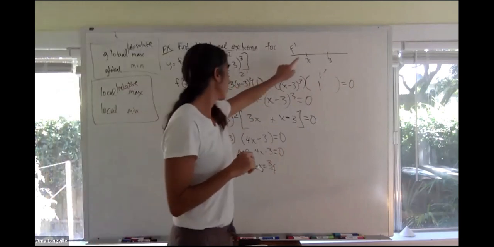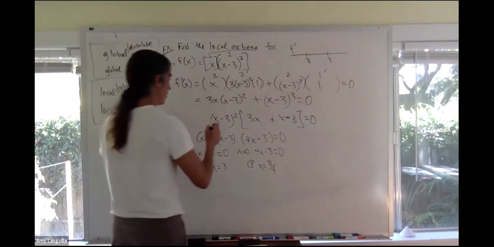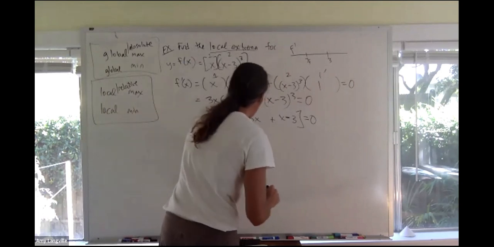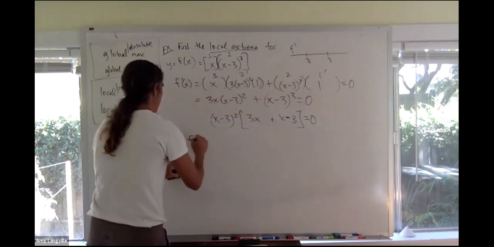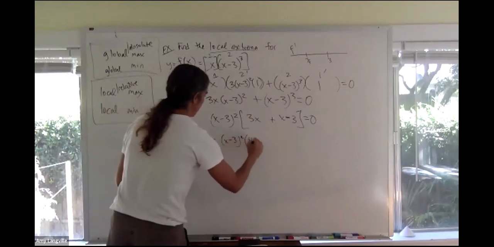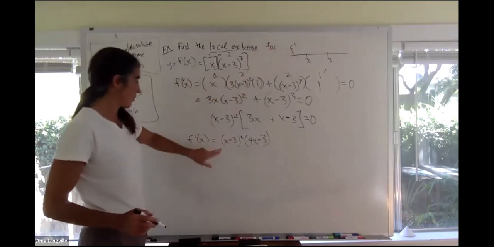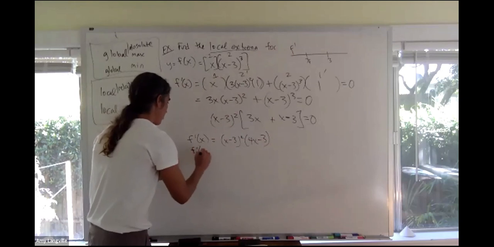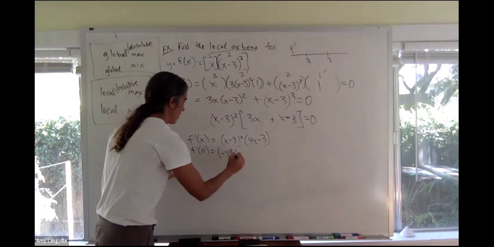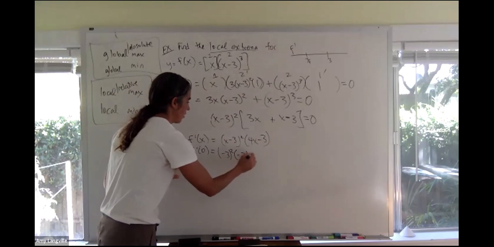Let's try 0 into our derivative. Any line would work, but I think the simplified line, maybe I'll write it down here. The derivative simplified is (x minus 3) squared times (4x minus 3). So when I plug in 0 to the derivative, f prime of 0, I'll get negative 3 squared, which is positive, and then minus 3. So I'll have a positive times a negative, that's a negative.